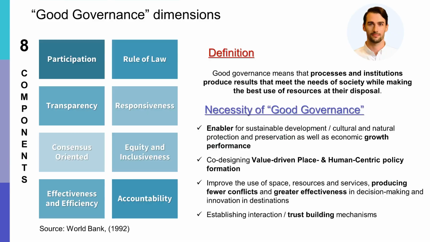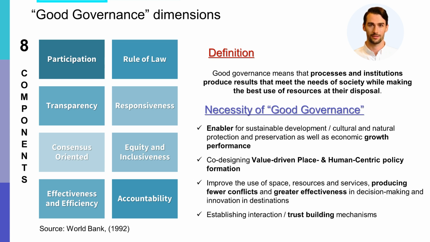What kind of governance is needed for local sustainable development? Essentially, good governance that includes both formal and informal approaches to foster sustainable development, shape people-centered policies, minimize conflicts, and build trust among stakeholders. The World Bank identifies 8 key traits of good governance.